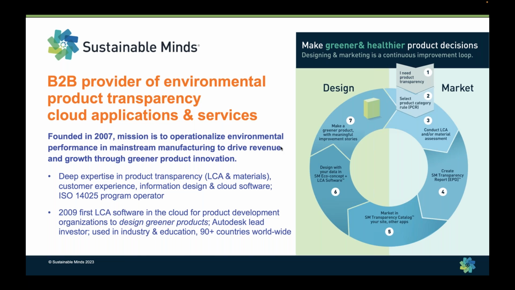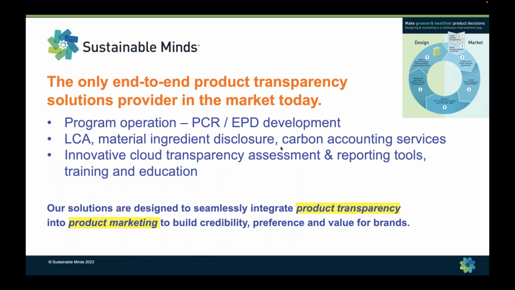And as environmental reporting began to become a prominent thing in the building construction industry, we then became a program operator to apply what we knew about making LCA simpler to understand and do, and introduced a new kind of EPD that made the information simpler and easier to understand. And so we use this improvement loop to talk about designing and marketing greener products as a continuous improvement loop, as it should be. So we are the only end-to-end product transparency solutions provider in the market today.